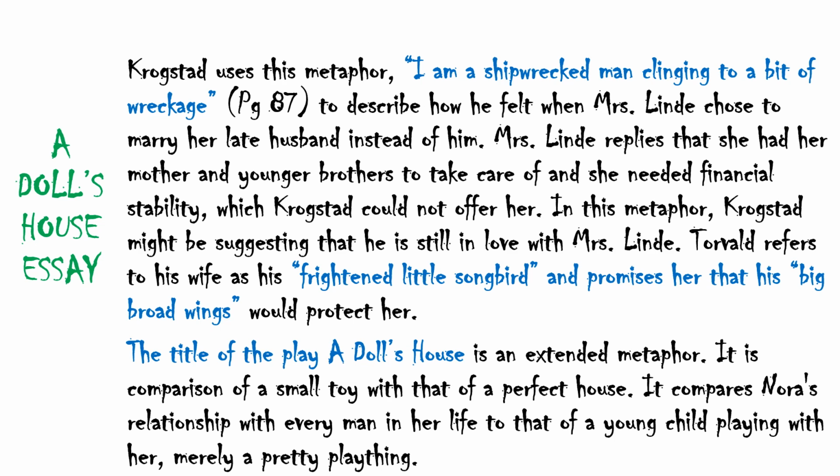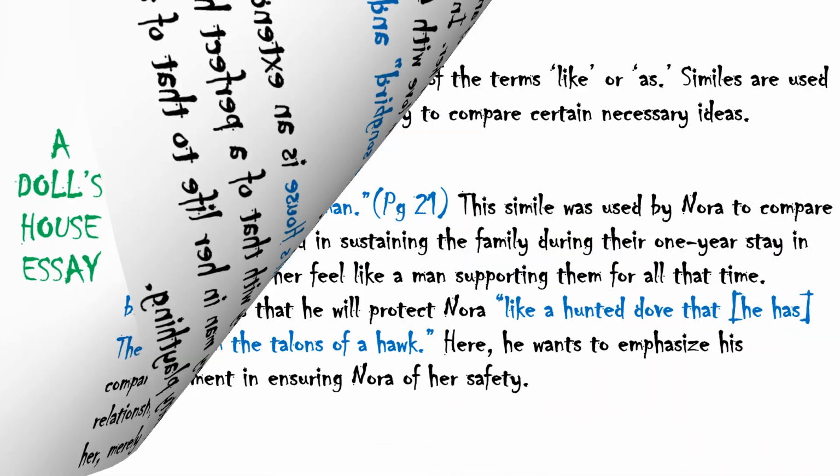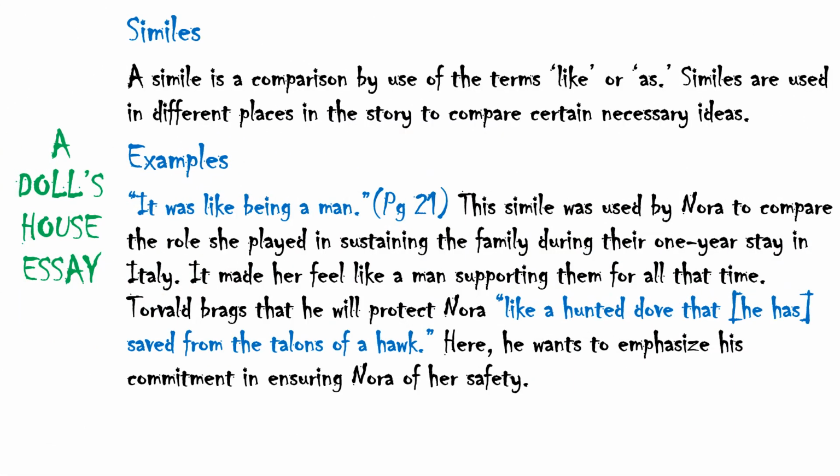Torvald refers to his wife as his frightened little songbird, and promises that his big broad wings would protect her. Now, the title of the play, A Doll's House, is an extended metaphor. It is a comparison of a small toy with that of a perfect house. It compares Nora's relationship with every man in her life to that of a young child playing with her, merely a pretty plaything. Good. Now, that's the end of metaphors.